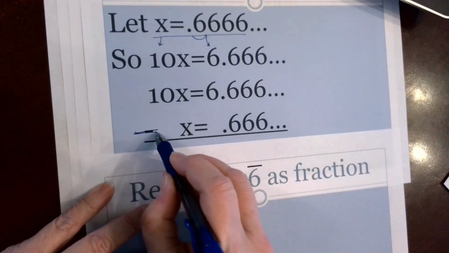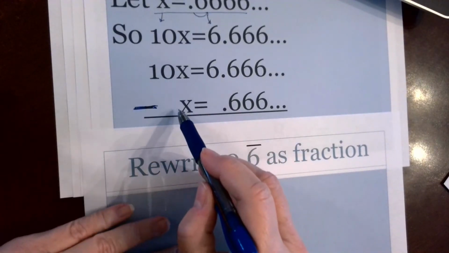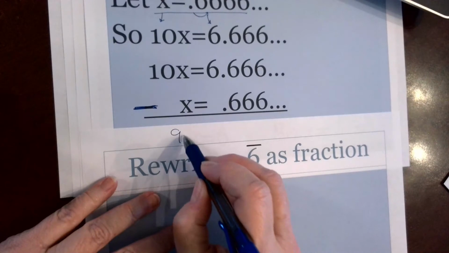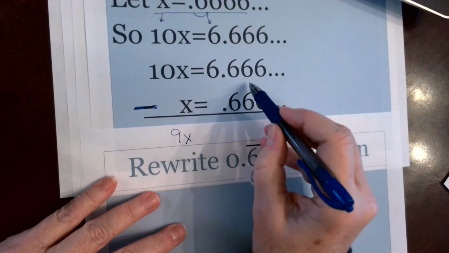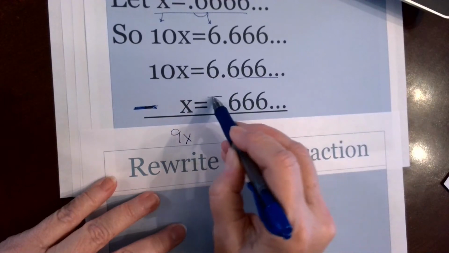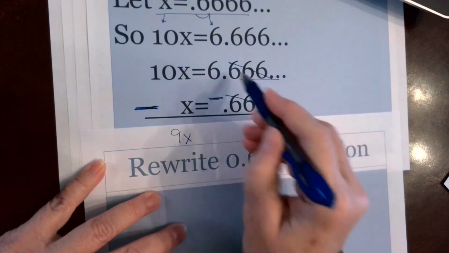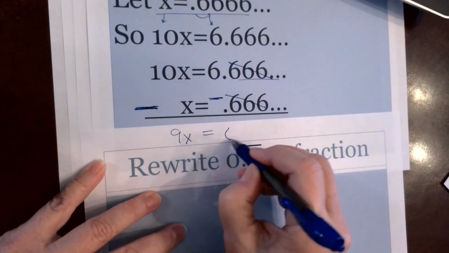Then I'm going to subtract the left side. That will give me 10x minus 1x is 9x. And then I'll subtract the other side. 6.6 repeating minus 0.6 repeating. Those chunks cancel out, so it's just 6.